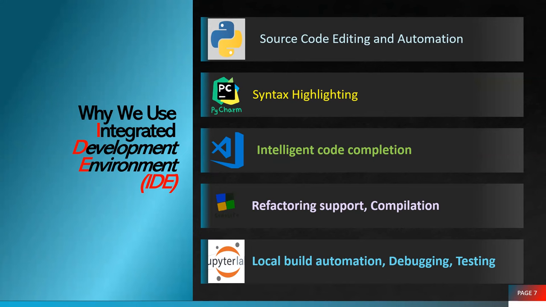The refactoring support part is that sometimes you can use other editors like Vi or Emacs, and then you can update the changes fast enough and then recompile your code in the IDE. But since this is an interpreter, you're going to use the Python interpreter to just run it. But if it was C or C++ or C sharp or Java, you have to compile it. Those are compiled languages versus Python, which is an interpreted language. So it also has local build automation and debugging tools and testing. All of that is part of the IDE.